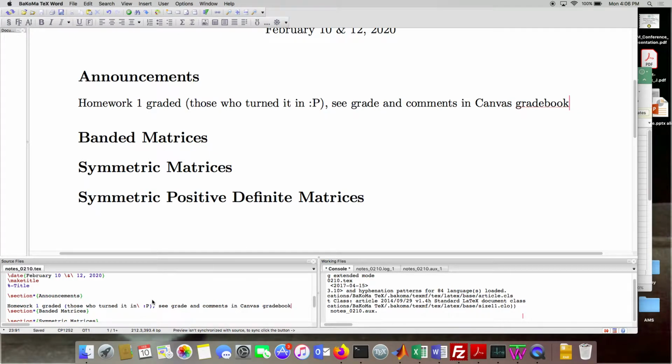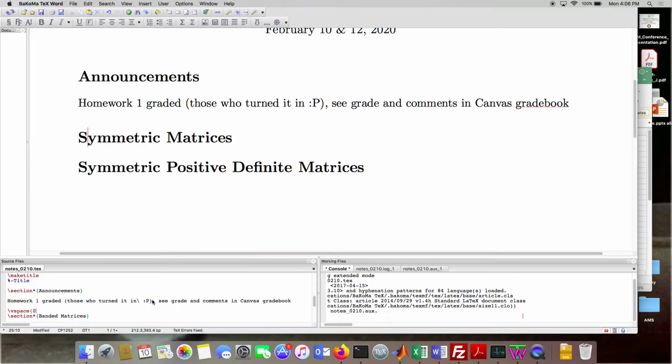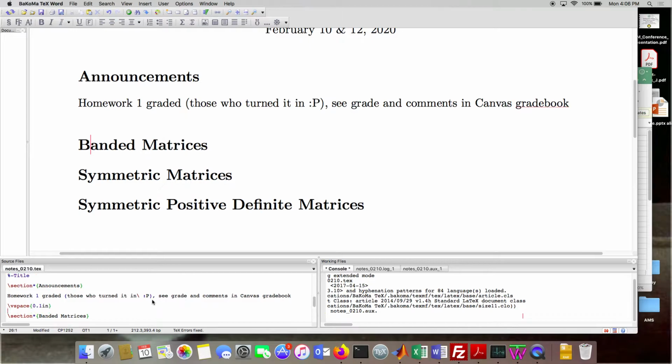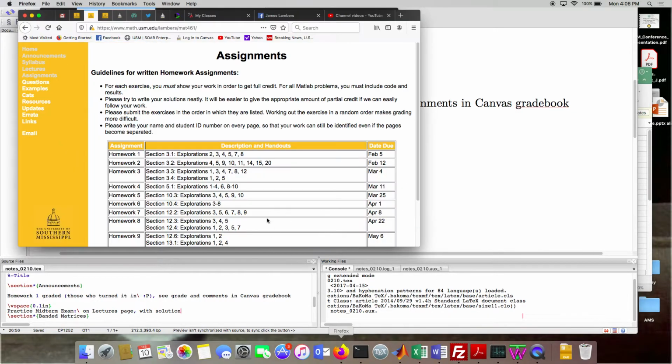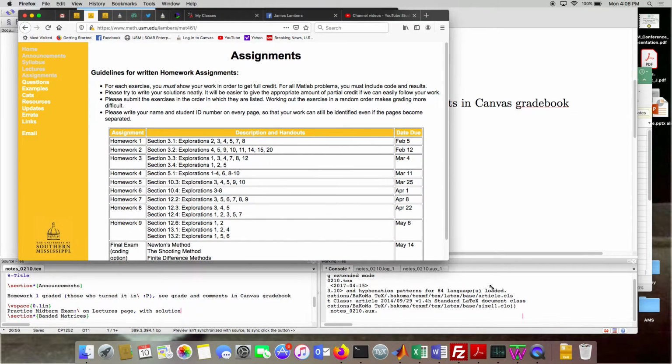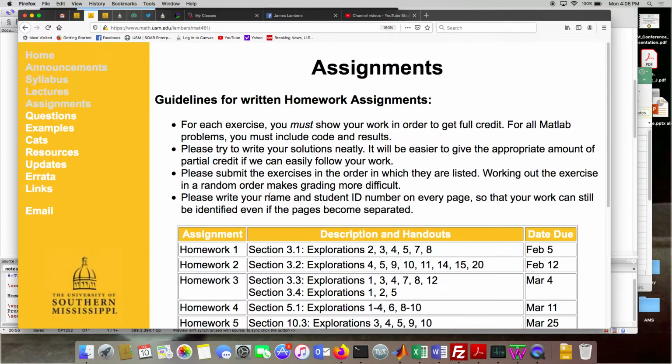Okay, now, item number 2, about the midterm. A practice test has been posted on the lectures page with a solution.